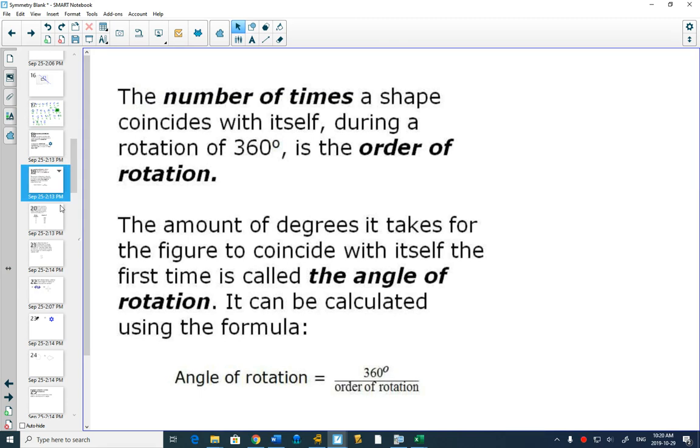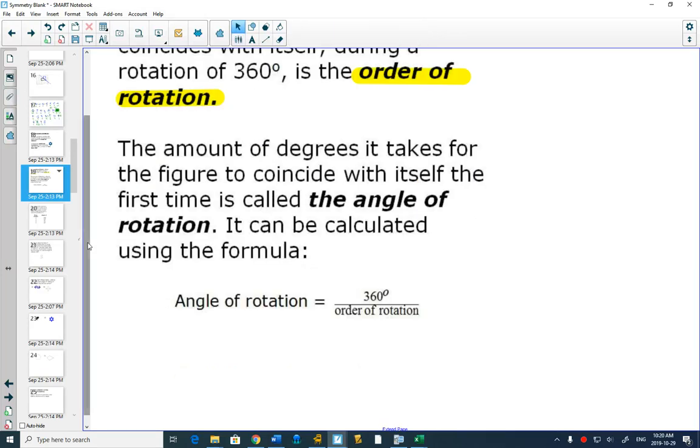So the number of times that a shape matches up with itself or coincides with itself is called the order of rotation. So here is our first important definition. I don't know if you want to underline it or if you want to highlight it yourself. So the order of rotation is how many times it rotates to match up.